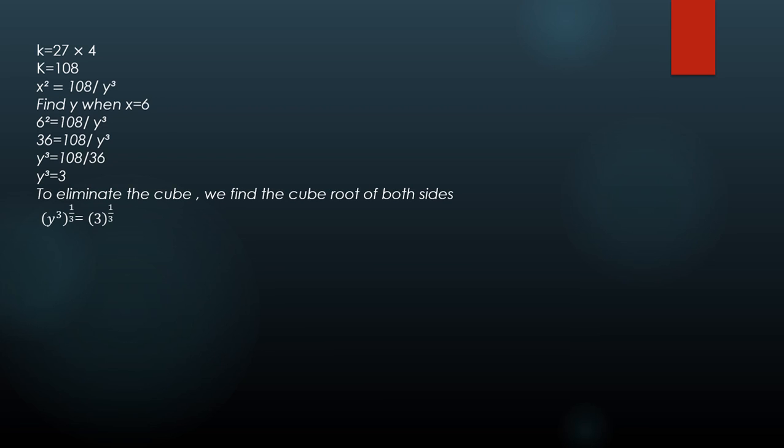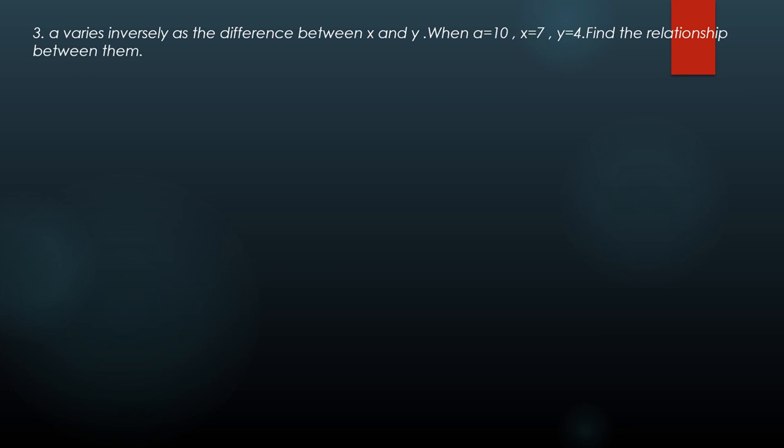I have to use the power of 1 over 3. Here I should have y raised to power 3 over 3, which should give me y raised to power 1. And on the other side, 3 raised to power 1 over 3. That should just be like that. So we have y equals 3 raised to power 1 over 3 as our y. So this is the answer they're asking for. So we are done here.